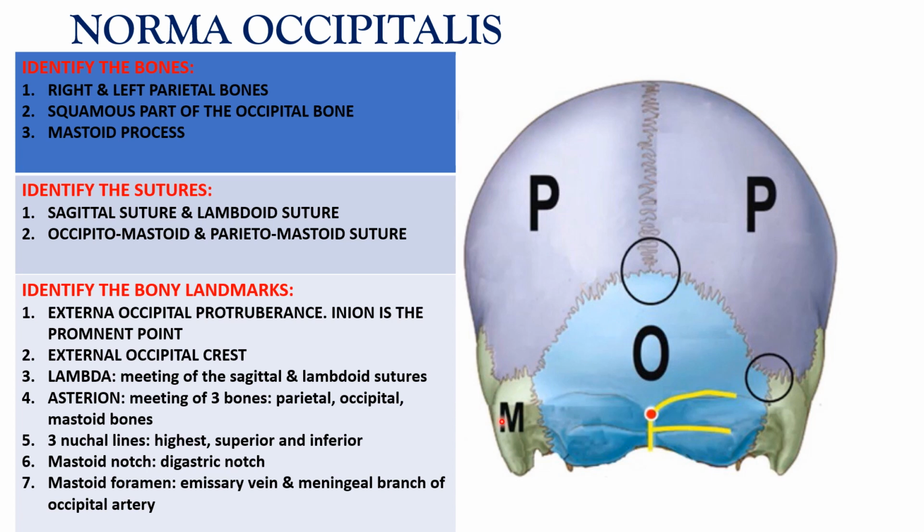Now for the sutures, this is the sagittal suture between the two parietal bones. This suture between the parietal bone and then the occipital bone is the lambdoid suture.